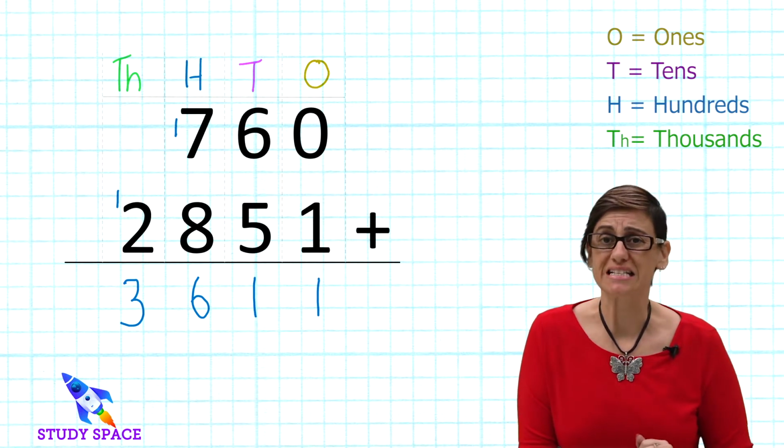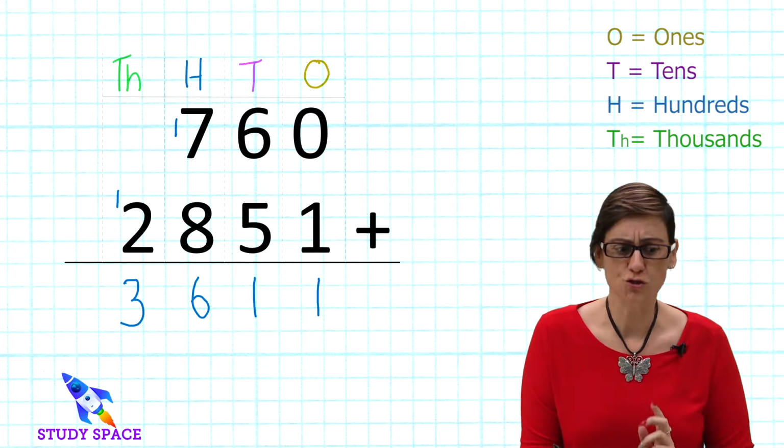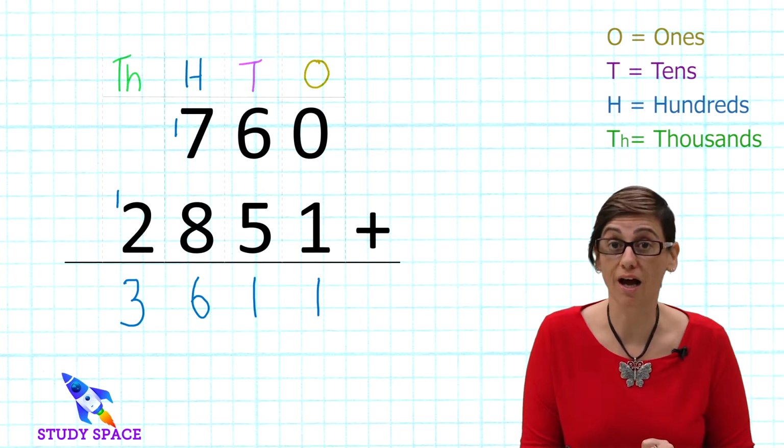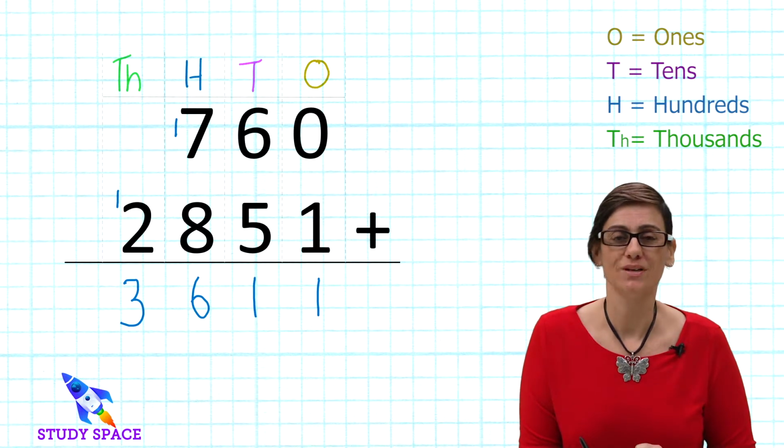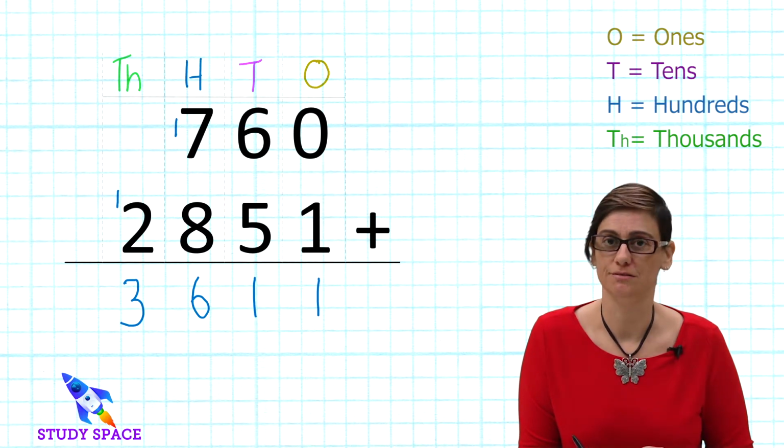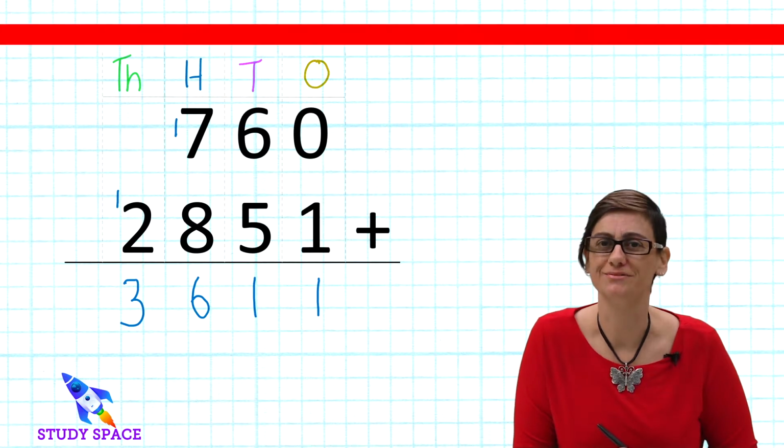So 760 plus 2,851 equals 3,611. Let's go try a harder one.